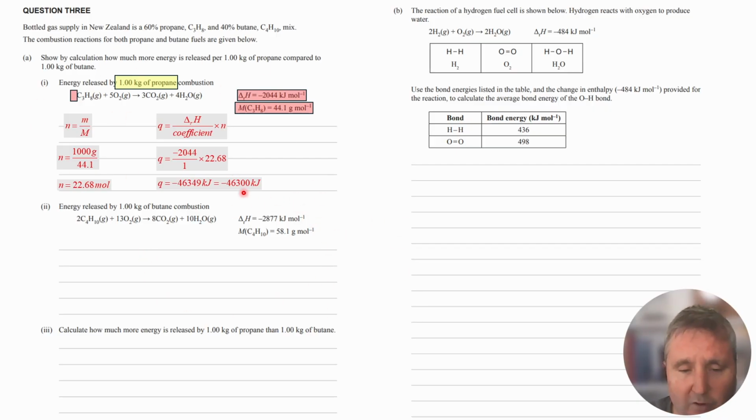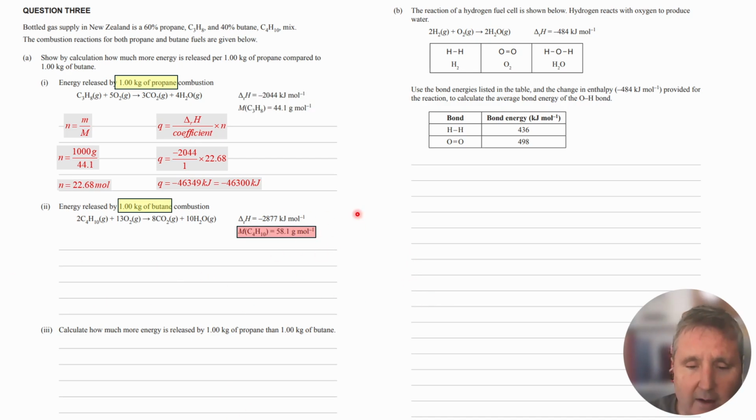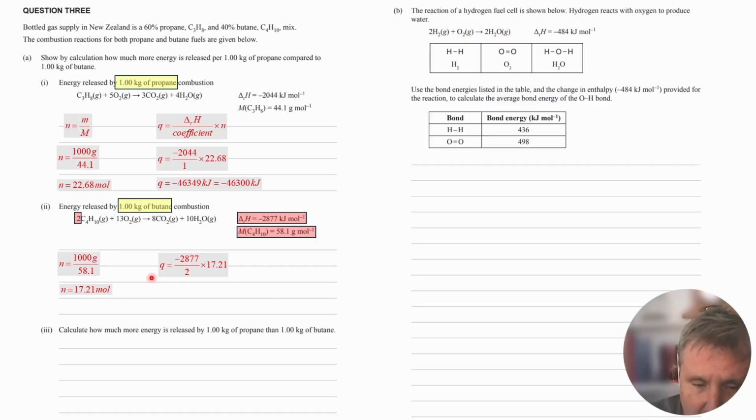Let's do it with butane. We do exactly the same with butane. Here we have the molar mass, so we have 1,000 grams and 58.1 grams per mole. So we have 17.21 moles. The delta rH here is given, and here's the coefficient, it's 2. So we substitute those values into the equation, and we use the moles that we worked out here, and we work out that there is negative 24,800 kilojoules.